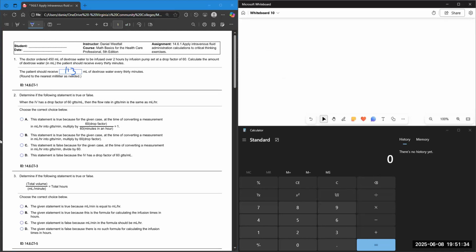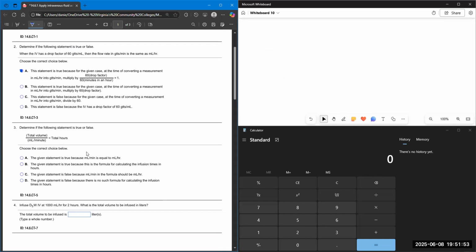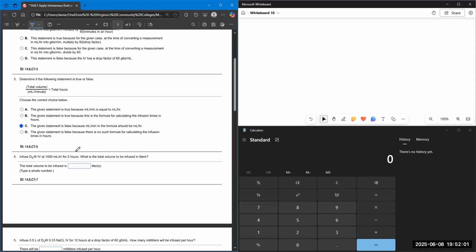This is that same true-false question as before, and this is why we were allowed to set up that ratio proportion just a second ago. So yes, when we have a drop factor of 60, the flow rate in drops per minute is the same as in milliliters per hour. So there we go. And this one is the unit mismatch, that this should say milliliters per hour down here, not milliliters per minute for the flow rate equation.